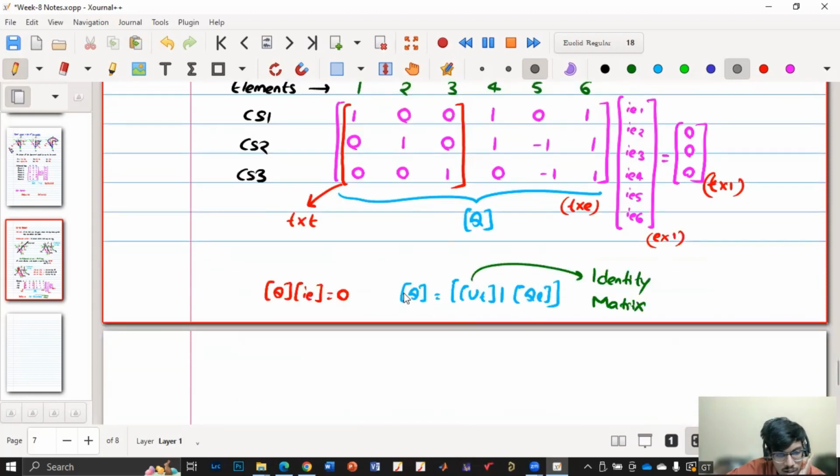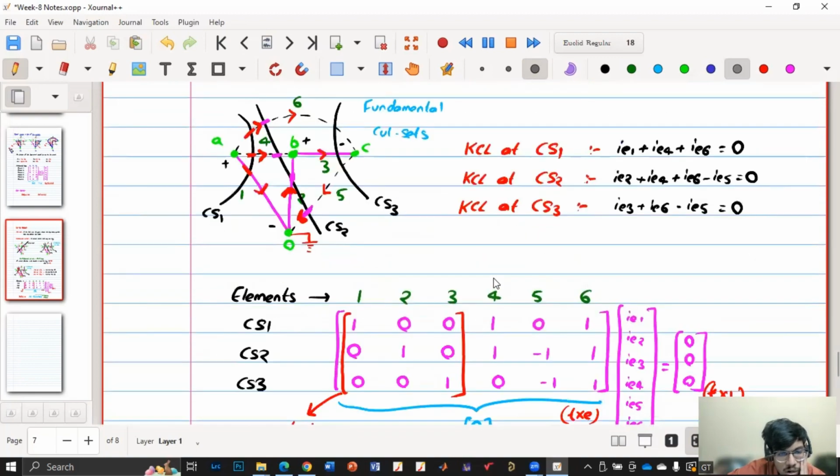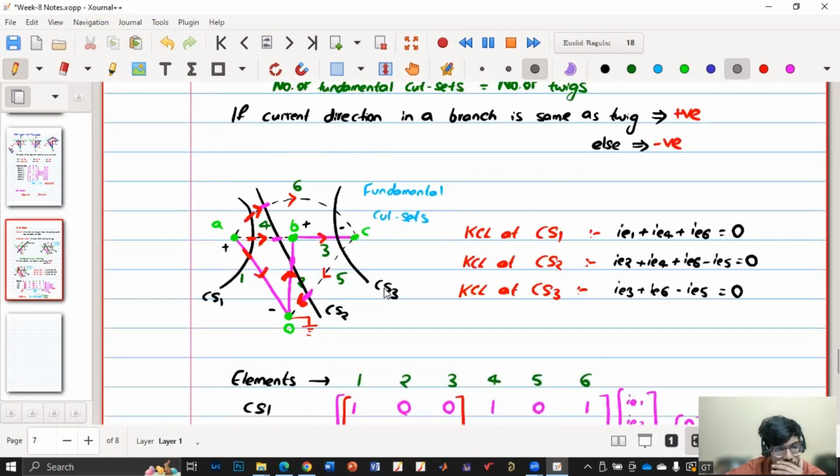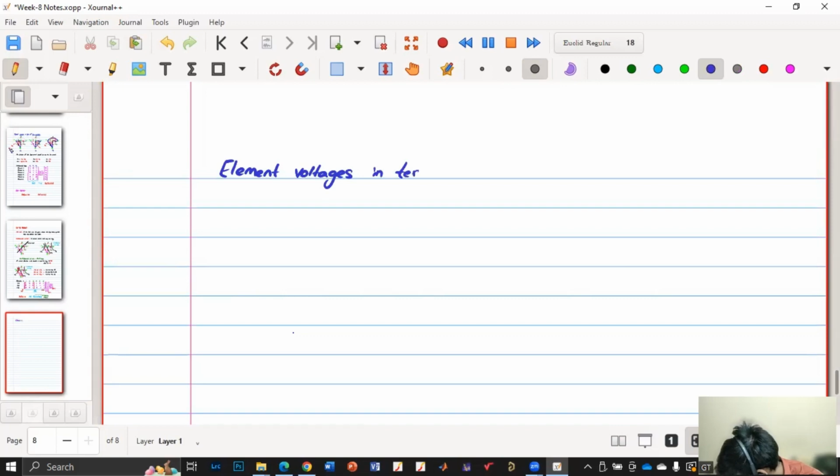So now everything is the same. First we get Q into I equals 0. As we are applying KCL, now we will express the element voltages in terms of twig voltages. Whatever copy-paste we have done, now we will do expressing element voltages in terms of twig voltages.